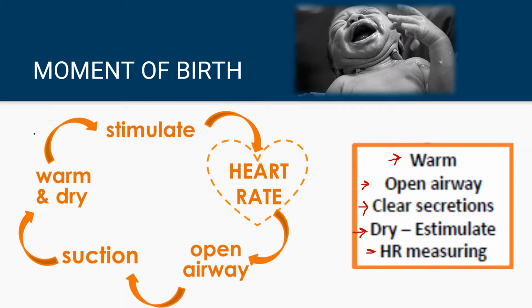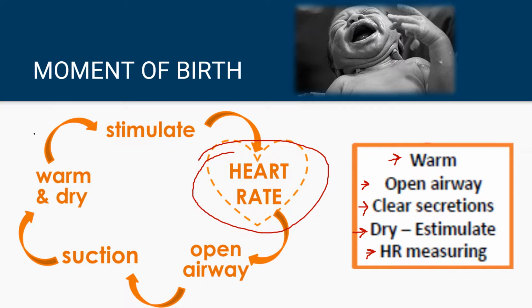And heart rate measuring. The clearing of the secretions must start in the mouth and then in the nose, because if you do it in the beginning in the nose, you can stimulate the baby to aspirate all the things that are in the mouth. And also, if there is meconium, you cannot stimulate before clearing the secretions, because you need to clear all the meconium that is in the mouth and in the pharynx. So these are the 5 things that we need to do. And we finish with the heart rate measuring.